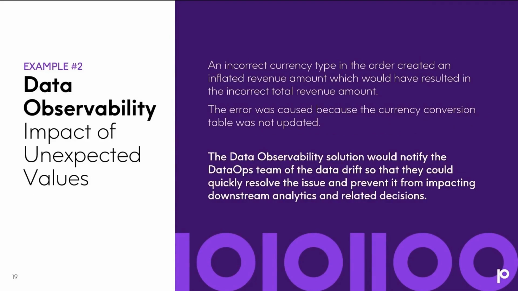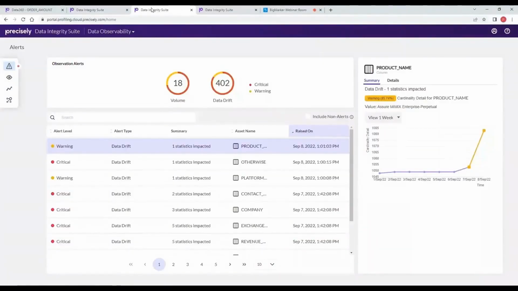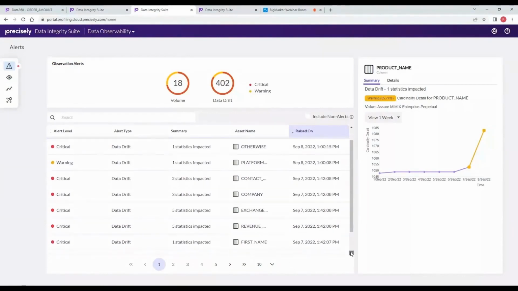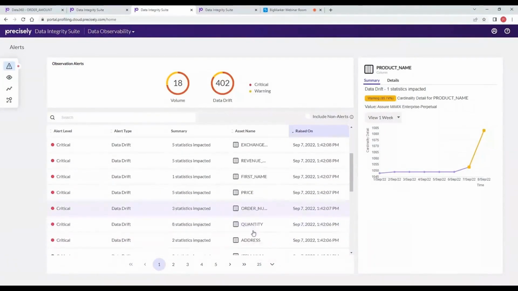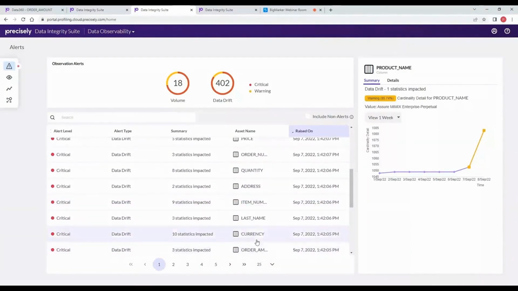Thanks, Paul. Now we can jump back to the application. All right. So as we were talking about, the first example, we're going to talk about the currency.